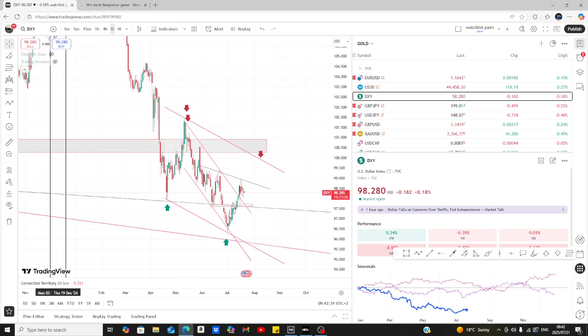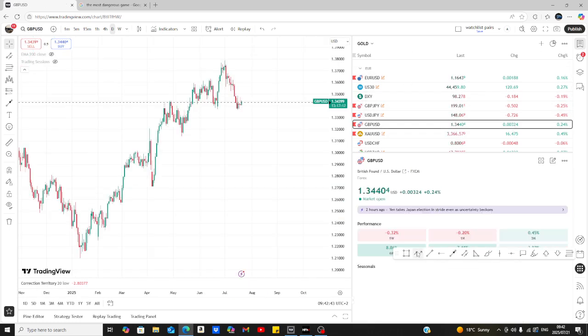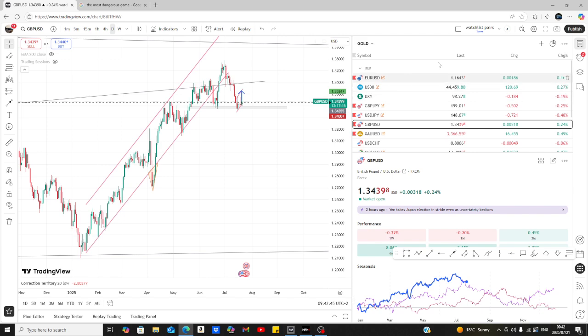But my sentiment for today is the dollar should be bearish, which will then form pairs like GU to be bullish, Euro USD to be bullish.